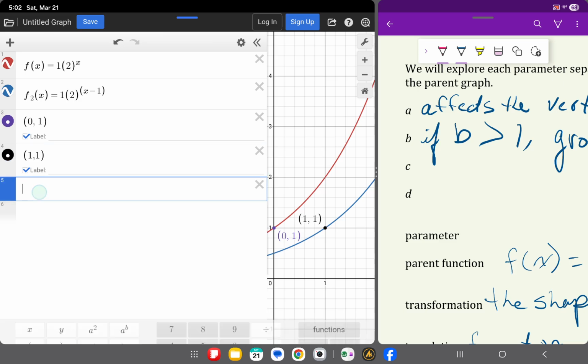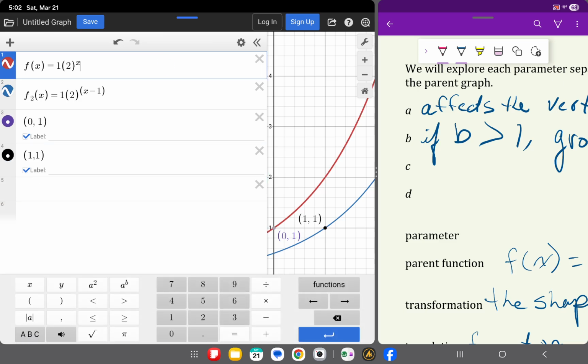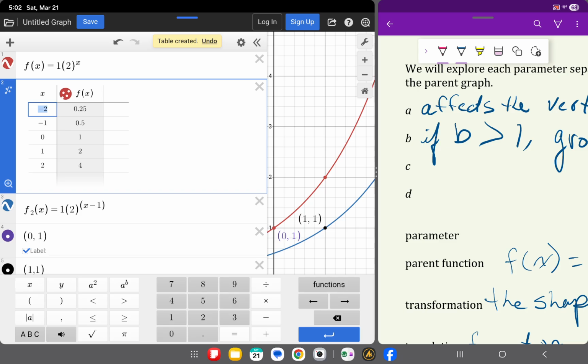So what I want to do is put my table in here, this one. And I want to see what that other function is, f2 of x. So f2 of x, and I want to see exactly what is going on. So at 0, we had 1, and it shifted it over half. At 1, it was at 2, shifted it over to 1. At 2, it was at 4, shifted it over to 2.